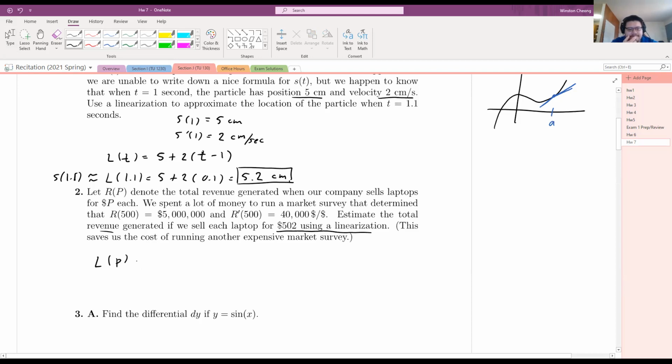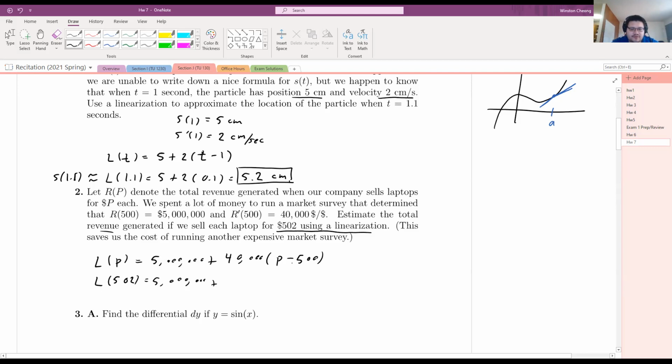Okay, linear approximation. This time I'm going to use p, because the input is a quantity or something. Actually, let's say p is a price. That's fine. So the values given are 5 million, plus the derivative here, 40,000, times p minus where you're centered, so 500. Now to use the linear approximation, we would just plug in 502. Let's see what that gives us.